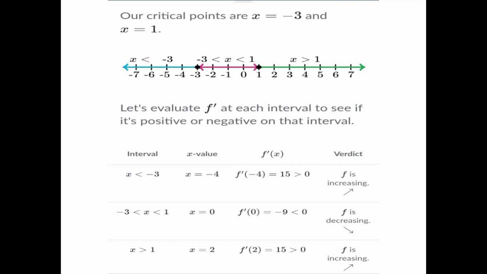Interval 3. x is greater than 1. Picking an x value, let's say 2, 2 is greater than 1. Evaluating f prime at 2, we have that f prime of 2 is 15, and 15 is greater than 0. Hence, f is increasing.